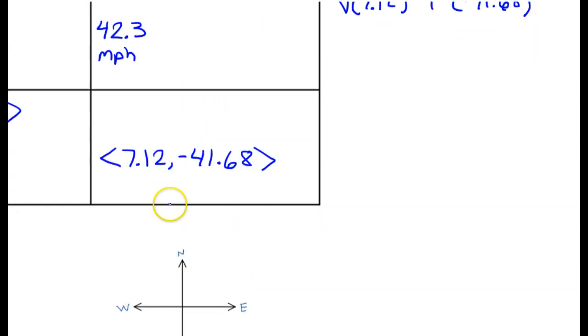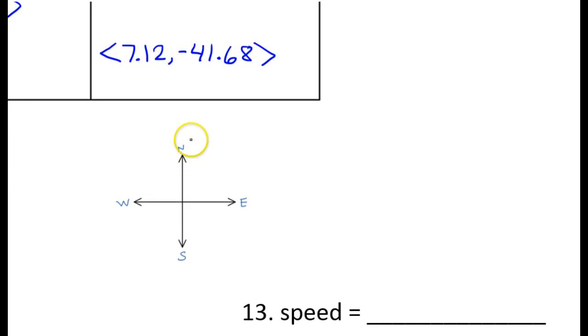So here's what we do. Let's take the component form and figure out what quadrant we're going to be in first of all. See how the horizontal component is positive and the vertical component is negative? That means we're going to go to the right and down, or east and south. So that's going to definitely put us in the fourth quadrant.